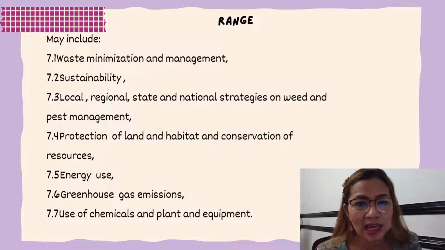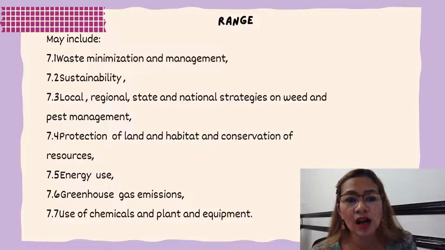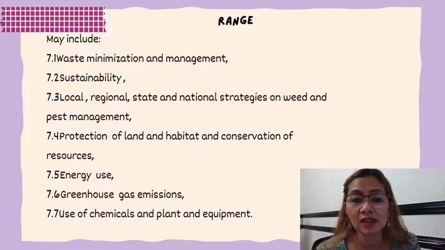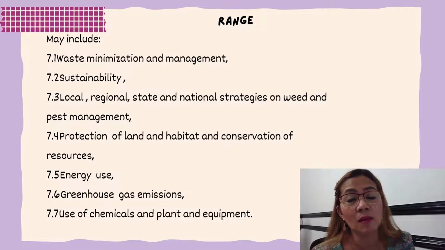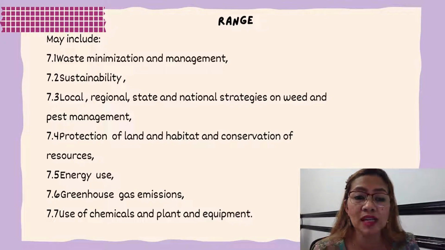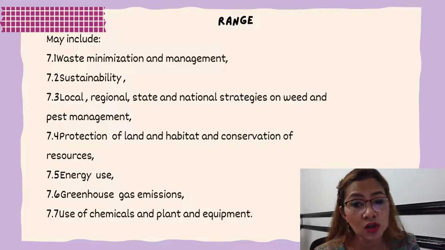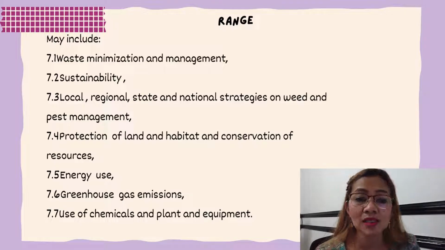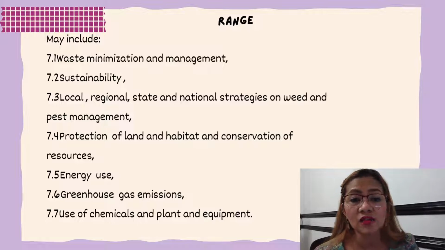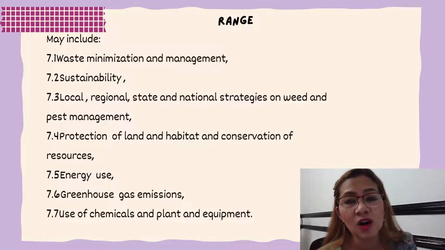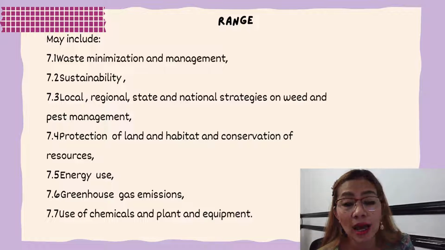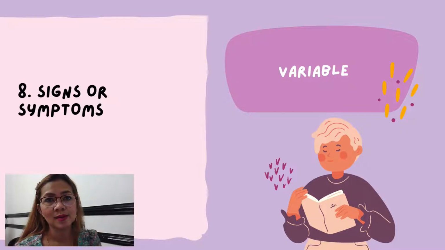And then sustainability, again, it was mentioned: local, regional, state, and national strategies on weed and pest management will be observed. And then protection of land and habitat, conservation of resources, energy use, greenhouse gas emissions, and the use of chemicals and plant equipment. So this is in the environmental practices and policies that should be observed by both trainees and trainers.